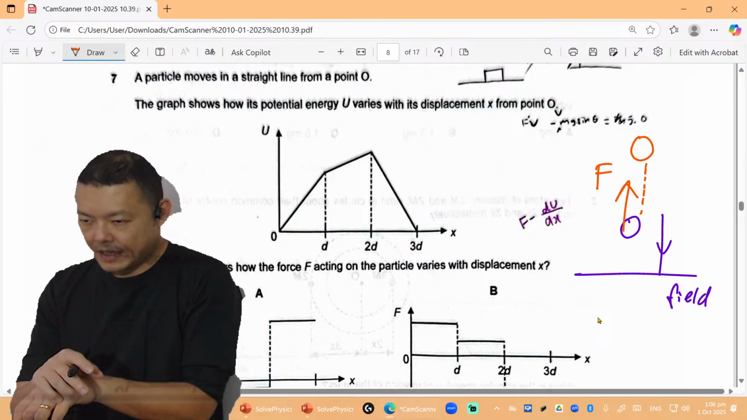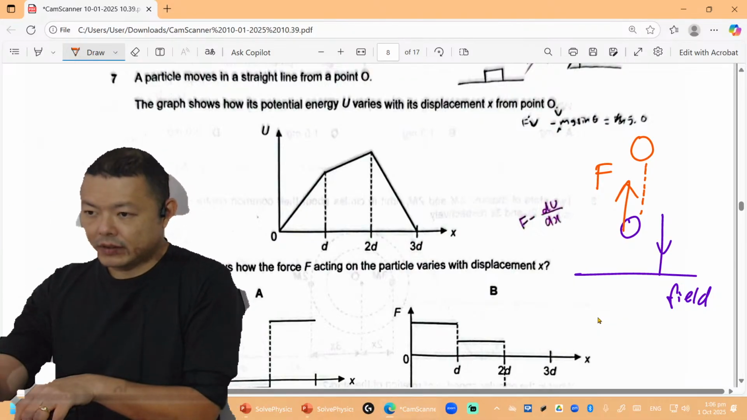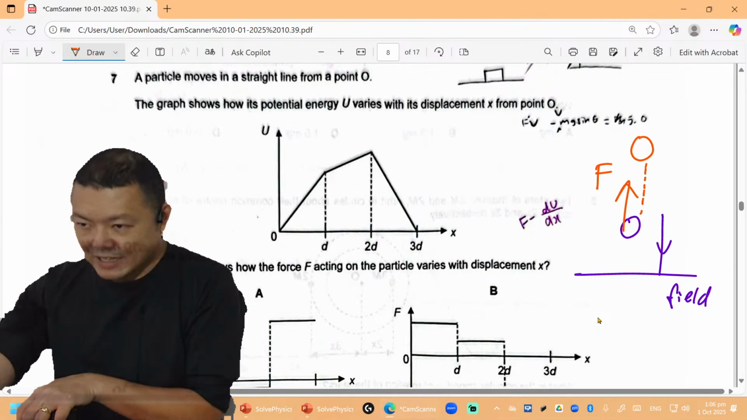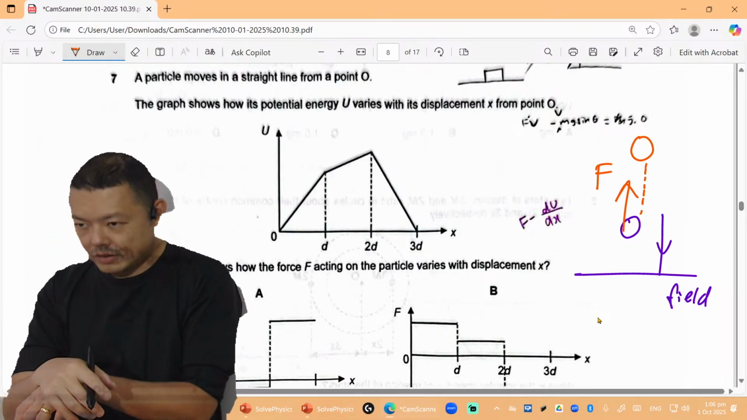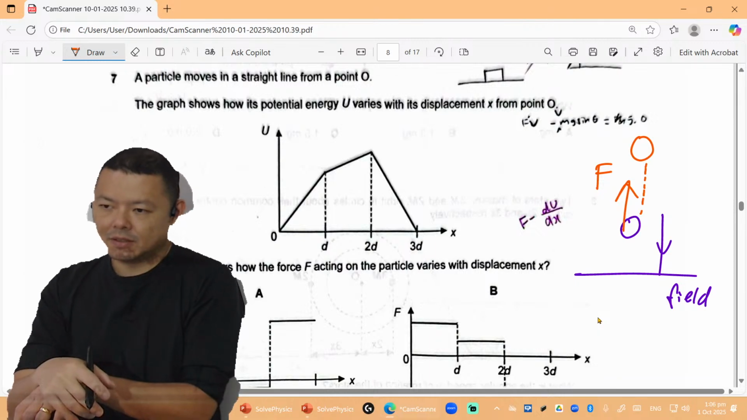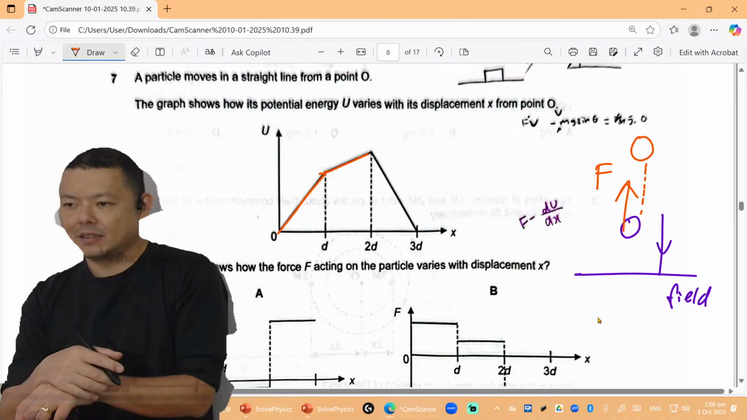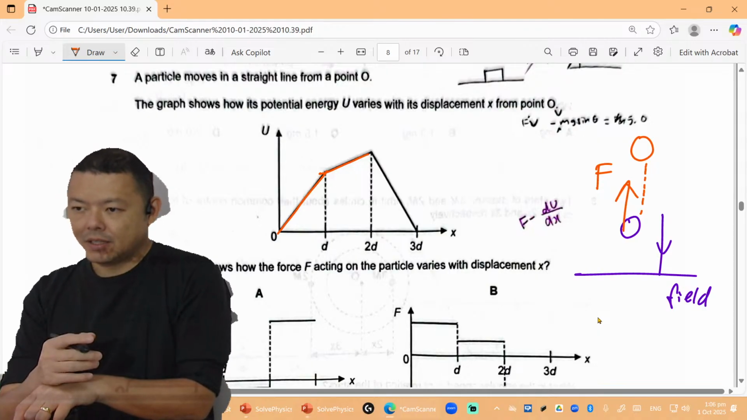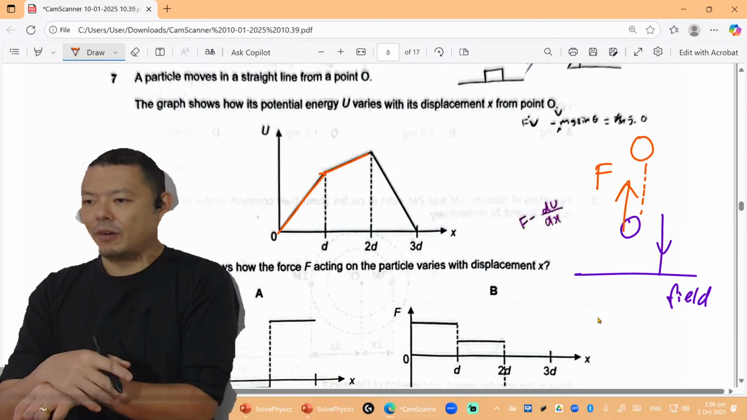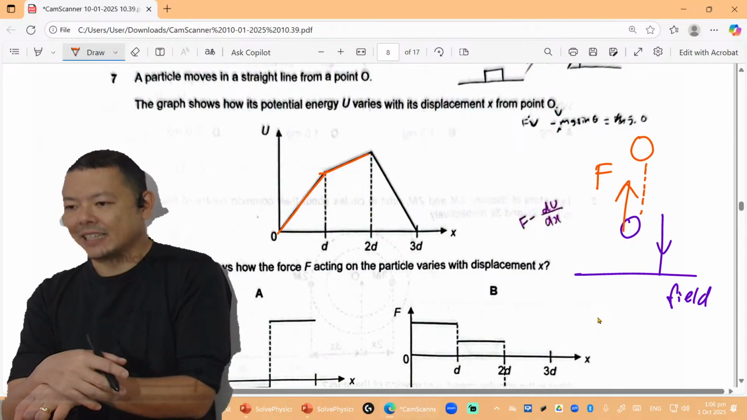Okay so far? But what happens if you apply a force or you let the object go in the direction of the field? Then it will lose potential energy. So you see the first two parts, gain and lose. That means the force applied on the object is opposite of the field's direction, which we usually take as negative.